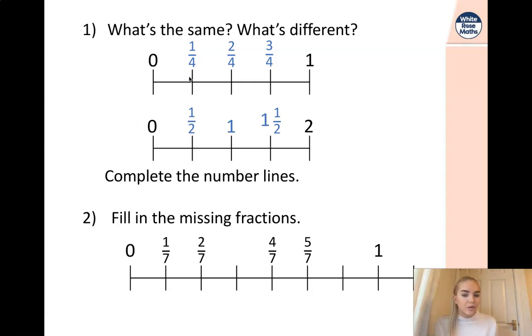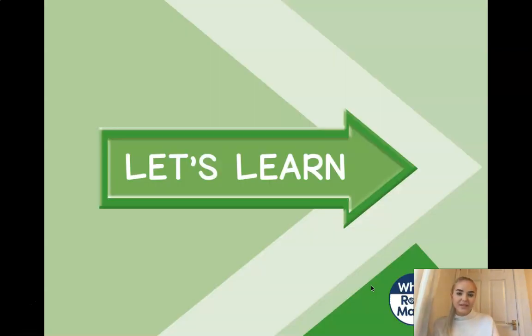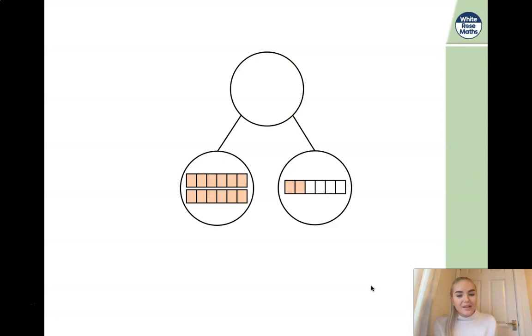then 2. For number 2, we are counting up in 1/7. So we've got 1/7, 2/7. What comes next? 3/7, 4/7, 5/7, 6/7, 7/7, which is the same as 1, and then 8/7. And I wonder if you can turn this into a mixed number, which would be 1 and 1/7. So well done. Now, today we are going to be thinking more about how we can convert improper fractions.